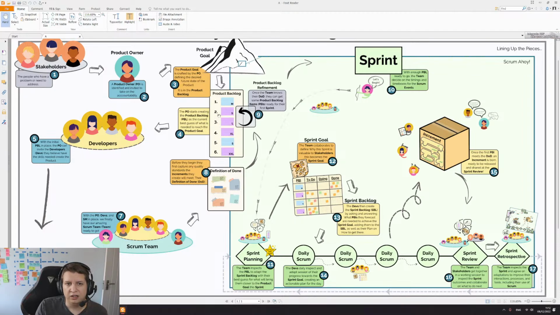Once we have enough stuff that is ready in the product backlog, we can start figuring out the sprint itself, and we're almost ready to start doing Scrum. What we need to figure out now is, first of all, what sprint duration do we want? And that's usually a consideration between the product owner and developers.